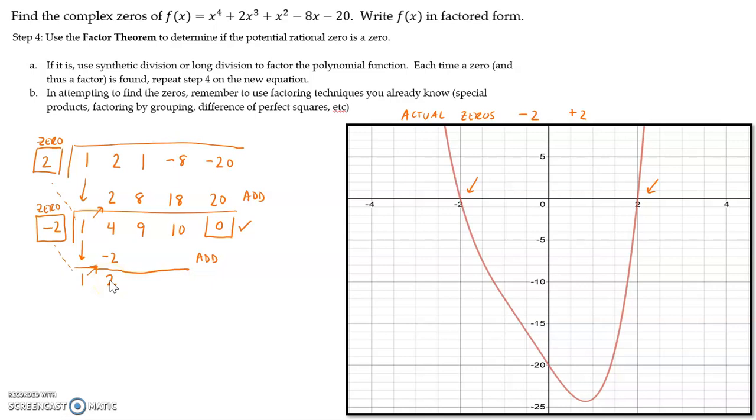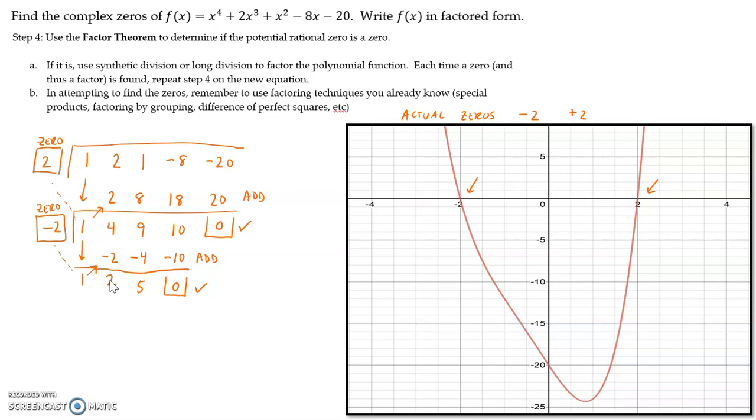We'll multiply here. Negative 2 times 2 will give us a negative 4. When we add, we're going to get 5. And negative 2 times 5 will give us a negative 10. When we add straight up and down here, we're going to get 0, which we were expecting since we know that was one of our x-intercepts.